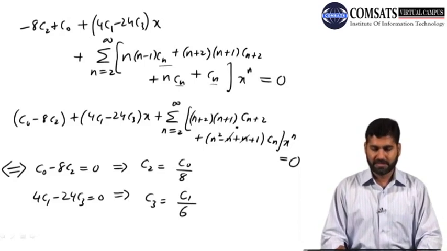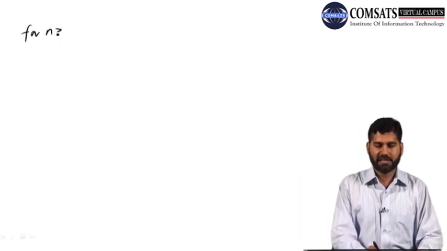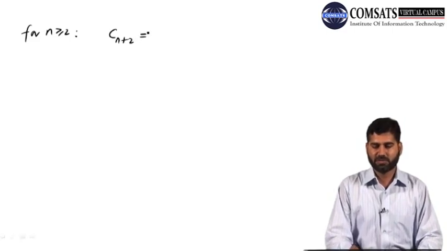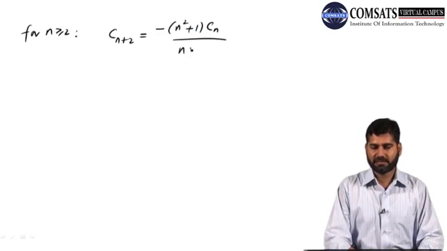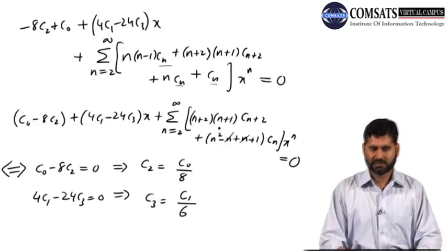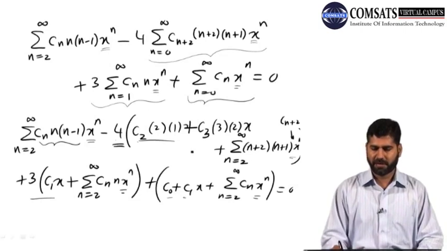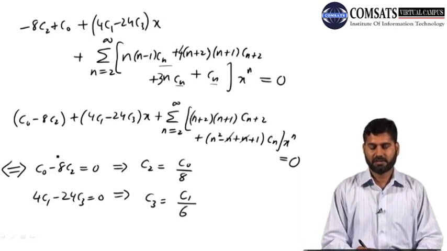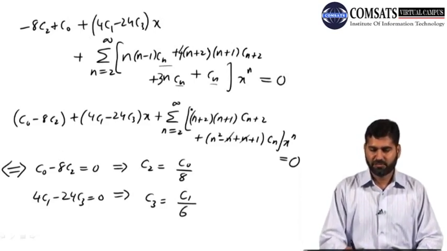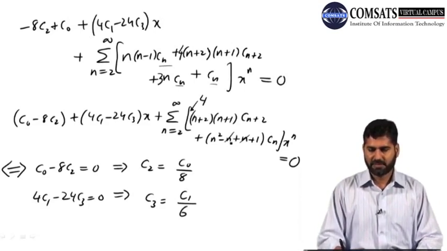And then from here, for n greater than or equal to 2, you have Cn plus 2 equal to minus n square plus 1, Cn over n plus 2, n plus 1. This is the recurrence relation you are getting. Here, if you see, 4 is being multiplied with this term and 3 is being multiplied with this term. So basically inside we are having 4 with this one and 3n with this one. Alright. So I'm getting 4 here and we are getting plus 3n.